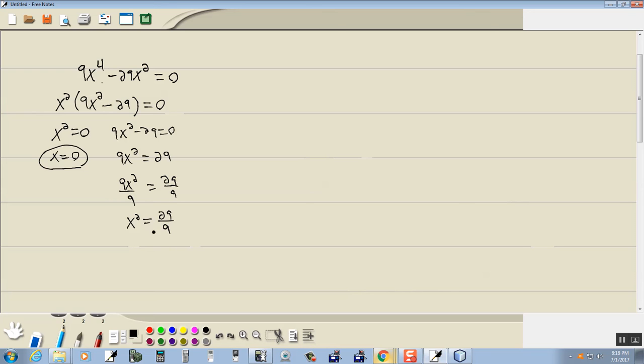Now this is going to be the square root property. Square root property is whenever you have something squared equal to something else, you can apply this. Square root property says you drop your squared, and you put a plus or minus square root on the other side.